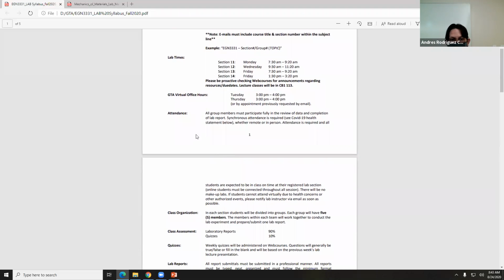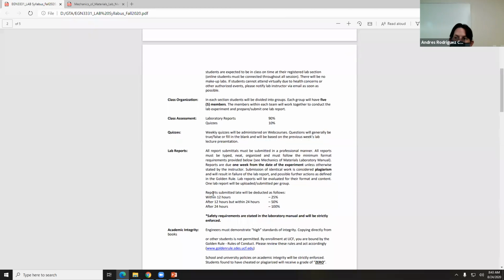The attendance, we already talked a little bit about this, and we are going to talk a little bit more in detail for the attendance in the last statement of the syllabus. The class is going to be organized for the lab in groups of 5, and the class is going to be divided in the following assessments. We are going to have lab reports that are going to represent 90% of this class, and we are going to have quizzes and/or homeworks that are going to represent only 10%.